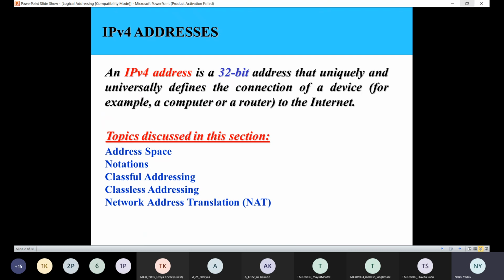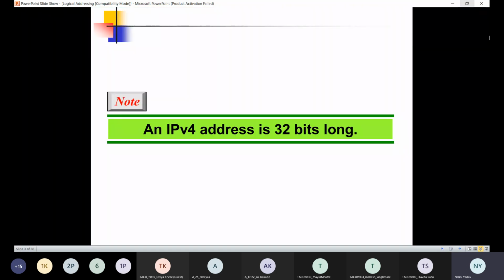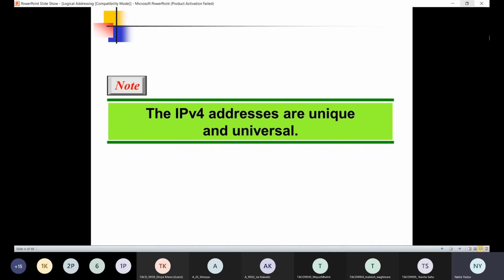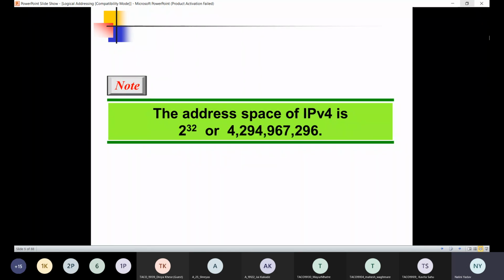Right. So an IP address is a 32-bit address that uniquely and universally defines the connection of a device. This can be for a computer, router, laptop, or mobile. For every device there will be an IP address whenever it is getting connected to the internet, and for communication purposes the IP address is a must for all devices. An IP address is 32 bits long. It is a unique and universal address.